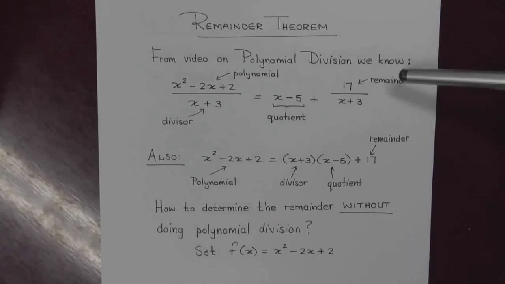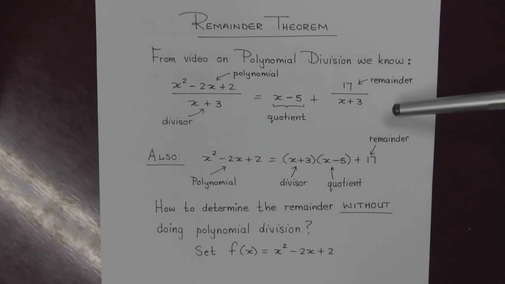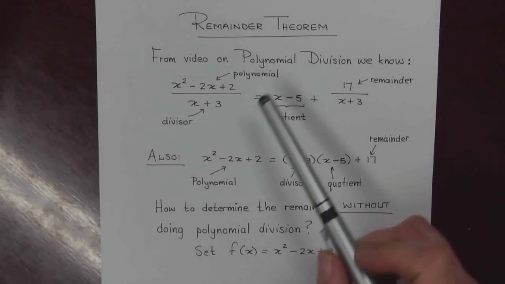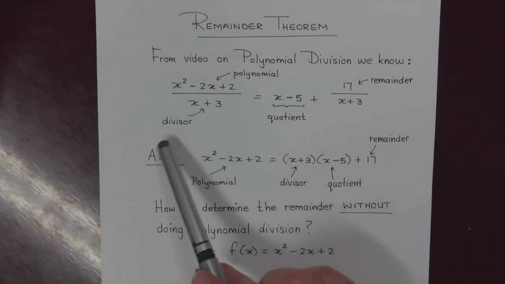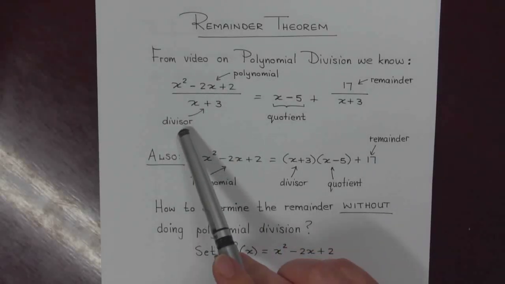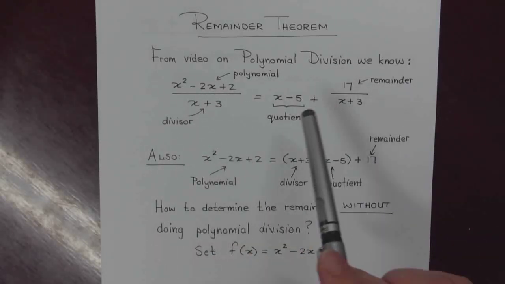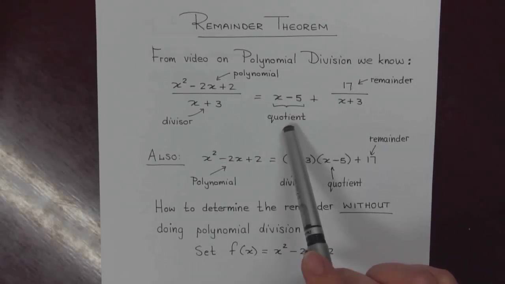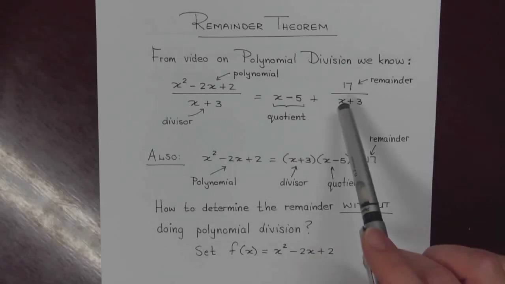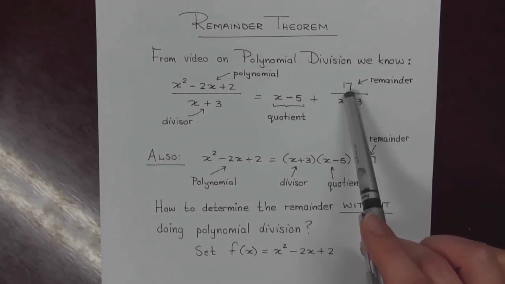Okay, so if you had watched the video on polynomial division, you will know that if I take any polynomial, in this case x squared minus 2x plus 2, and I divide it by x plus 3, which now is called our divisor, then either by using the long division method I discussed, or by using the algebraic manipulation method, you will have a quotient, and then you will also find a remainder.